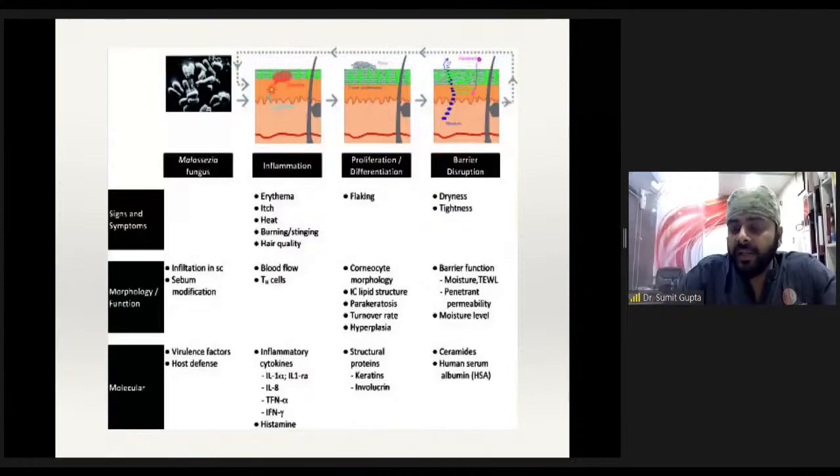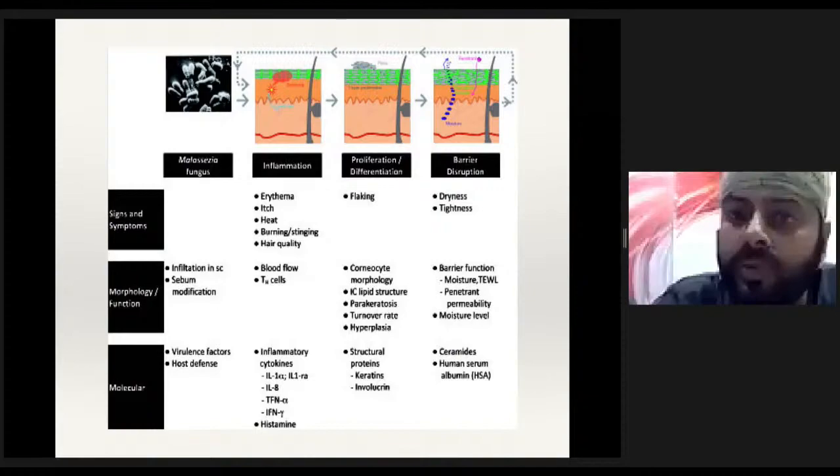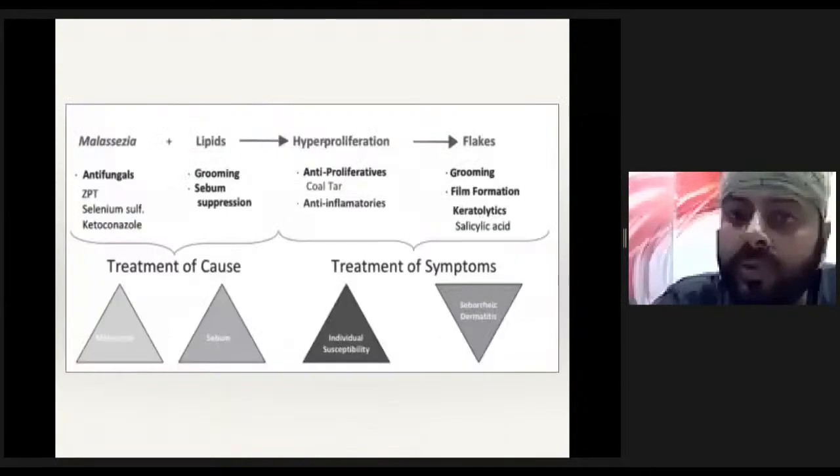So this is the clinical correlate of the different pathogenic mechanisms which are seen in seborrheic dermatitis. For example, when there is increased inflammation, it is seen as more erythema, itching, heat, burning, stinging sensation. If there is more proliferation, it is seen as more flaking. If there is more barrier disruption, it is perceived as more dryness and or tightness by patients. So this is how it is.